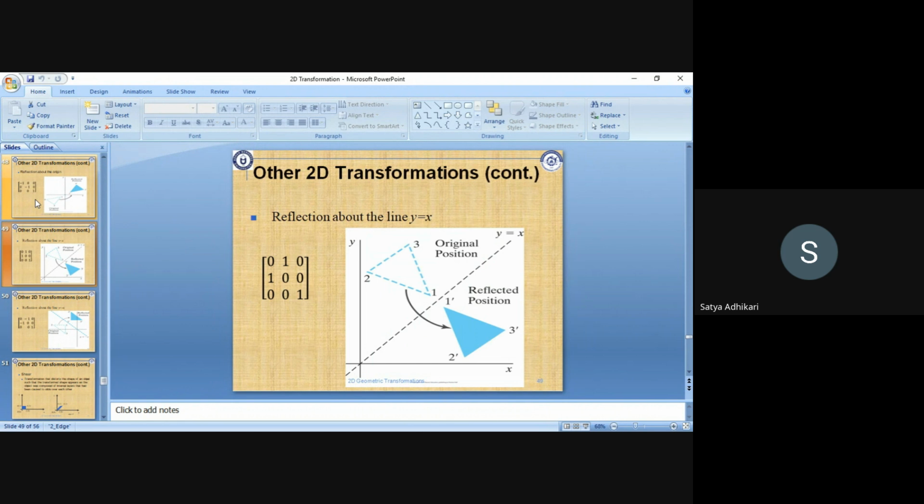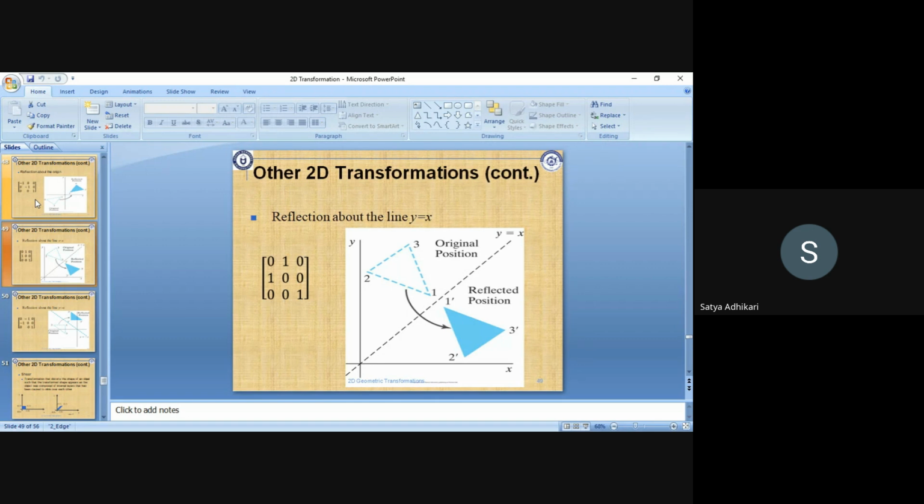Now you see reflection about the line y equal to x, that is 1 1, 2 2, 3 3, 4 4, 5 5, 6 6, y equal to x. You see the origin 0 0, then the line passes through the points 1 1, 2 2, 3 3, 4 4, 5 5, 6 6, 7 7 and so on. And this line makes an angle that exactly divides the first quadrant into two equal parts.